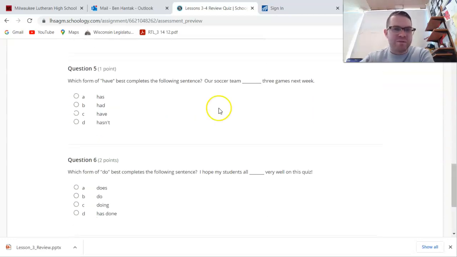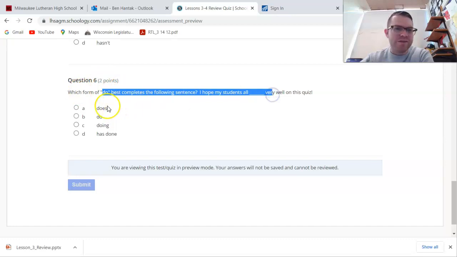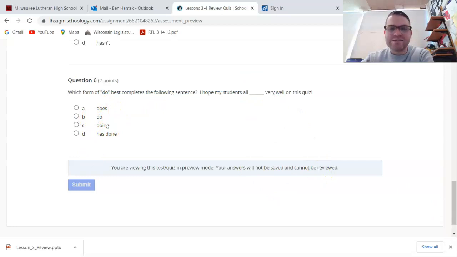5 and 6 are both multiple choice. 5 has to do with the form of have. So you'll notice we have a blank there. It's a matter of selecting which form of have makes the most sense within that sentence. Our soccer team blank 3 games next week. Has, had, have, or hasn't. And then question 6, which form of do best completes the following sentence? Same thing here. I hope my students all blank very well on this quiz. Select the form of do that makes sense within this sentence.